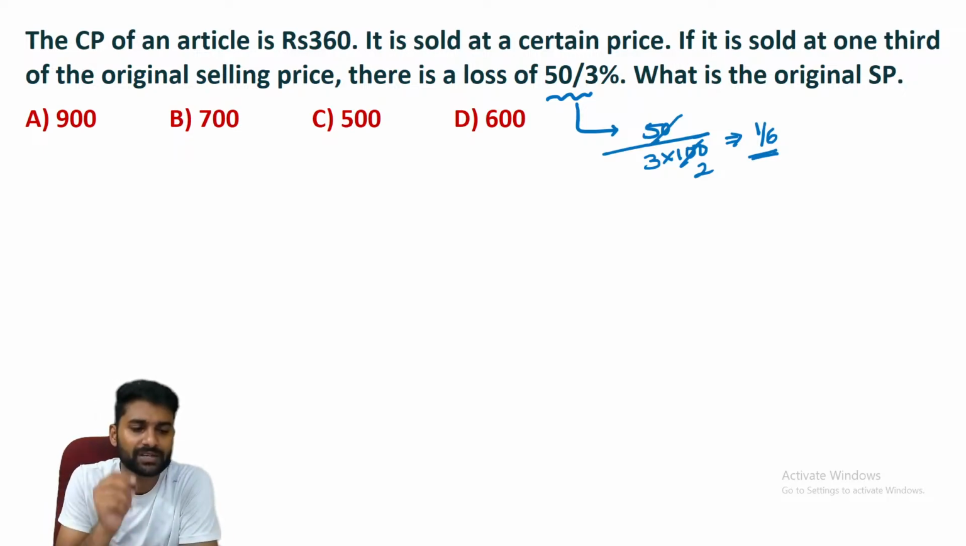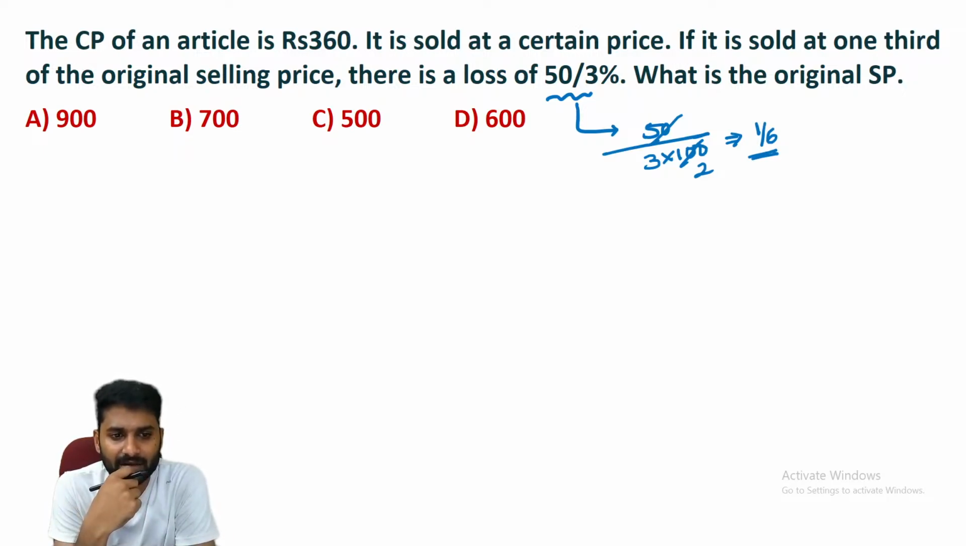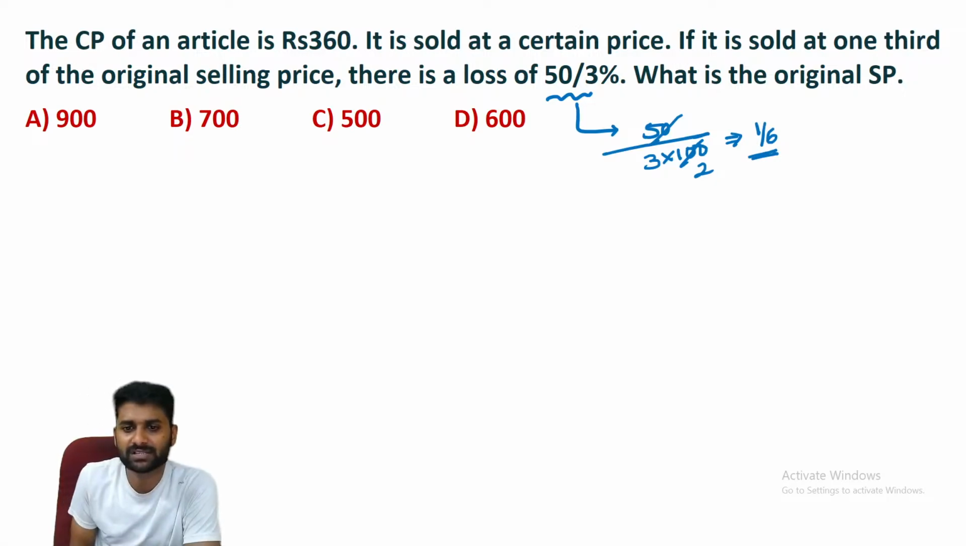Now the cost price of an article is 360. It is sold at a certain price. If it is sold at one third of the original selling price, there is a loss of 50 by 3 percentage. What is the original selling price?